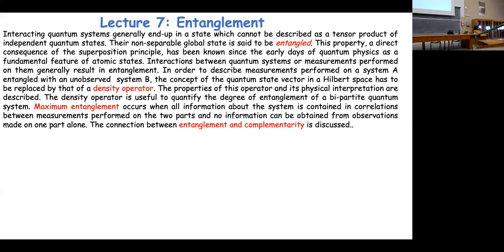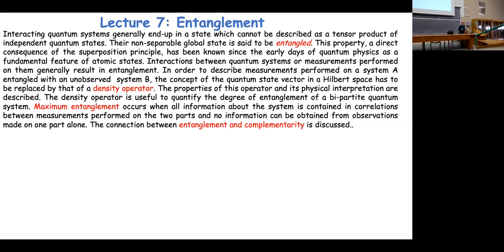Mathematically, you have a superposition of products of states, but you cannot consider the system as two systems independent from each other. So this is called entanglement, and this concept has been known since the beginning of quantum physics. In fact, we will see that the ground state of most atoms and molecules are entangled states of electrons.